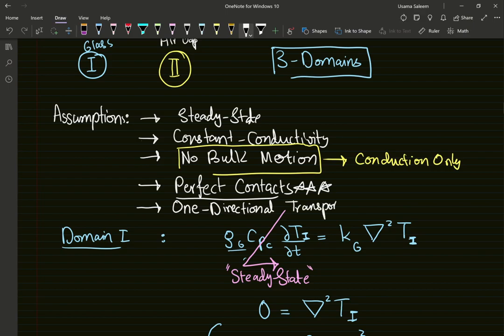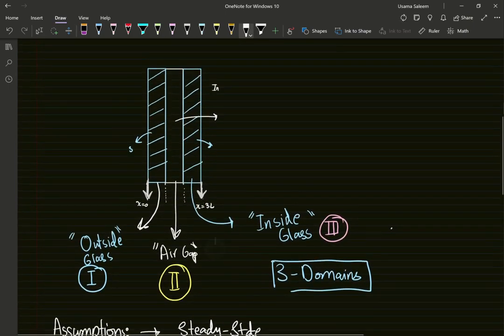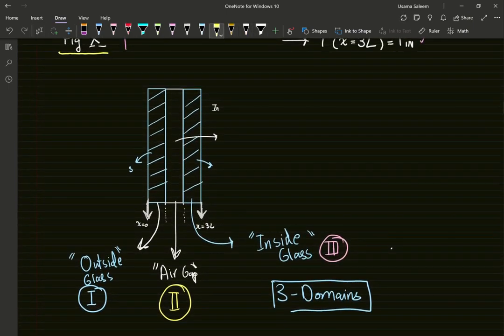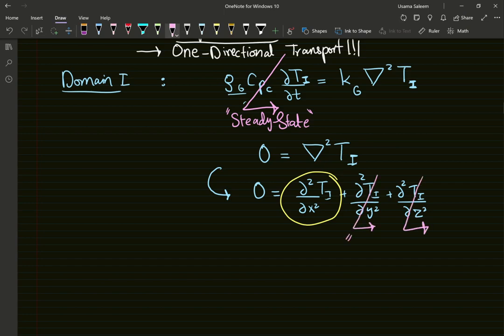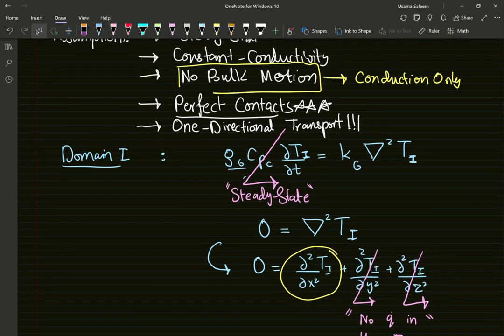The heat is being transferred in the x direction. Let me make the coordinate system a bit more explicit. This is my y and my x. The heat transfer is in the x direction. If heat transfer is only in the x direction, then the other two partial derivatives cannot survive. Why? No heat transfer, no q dot in y or z. Remember that if there's heat transfer, there's going to be temperature variance, and we're dealing with a one-dimensional, one-directional transport problem.